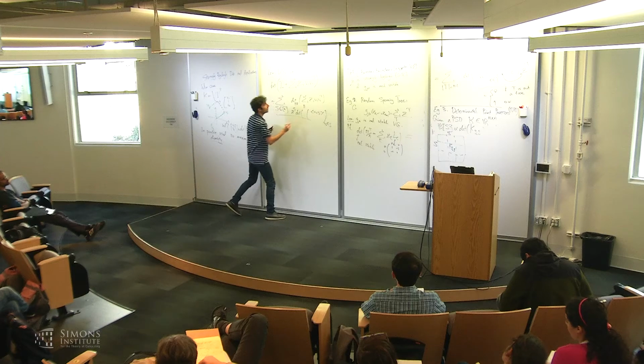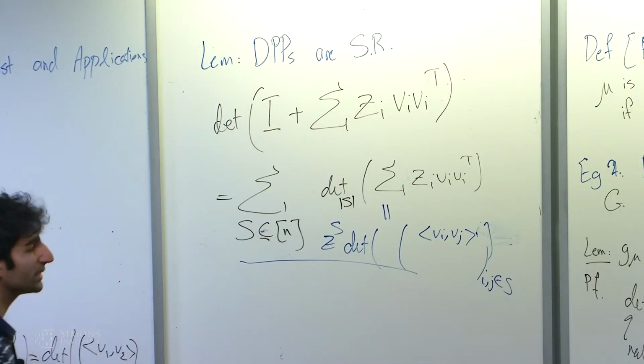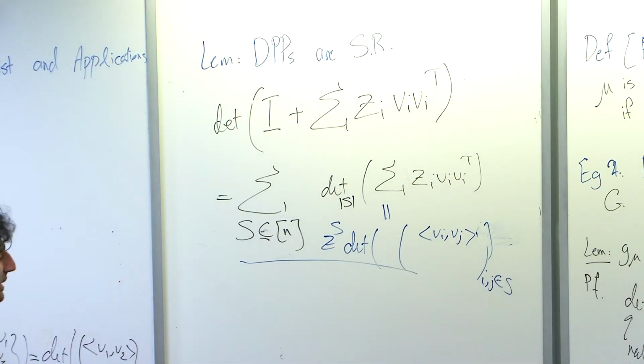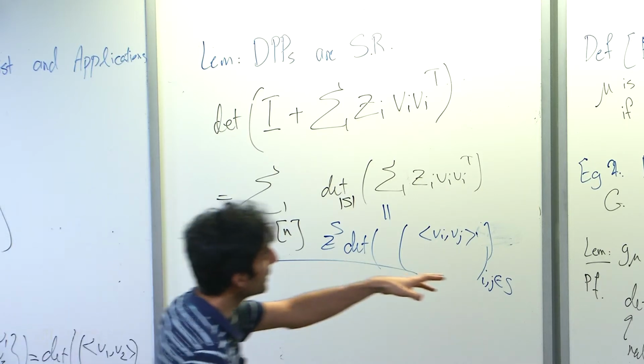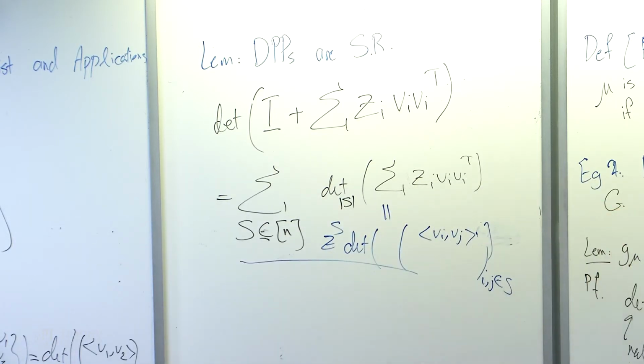Good. So far we saw three examples of strong Rayleigh distributions: independent Bernoullis, random spanning trees, and DPPs. In fact, you can even see random spanning trees as a special case of DPPs. Now let me tell you about the closure properties.